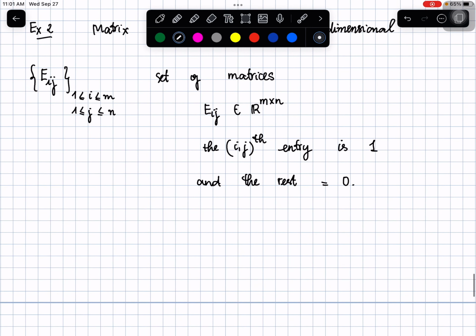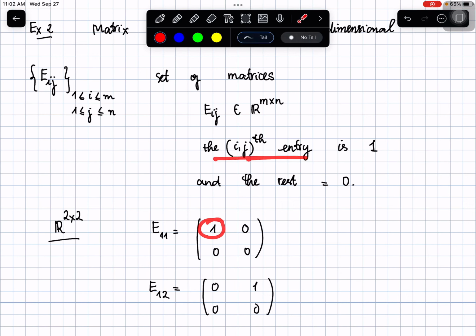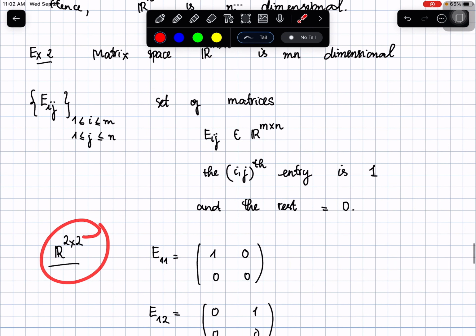For example, if we talk about the space of 2 by 2 matrices, E11 would be the matrix where position 1 1 is 1, the rest is 0. E21, for example, is 0, 1, 0, 0. Right? We already talked about the ijth entry: one entry is 1, the rest is 0. Similarly, we can do it for m by n matrices. All the entries are 0 except the ijth entry.